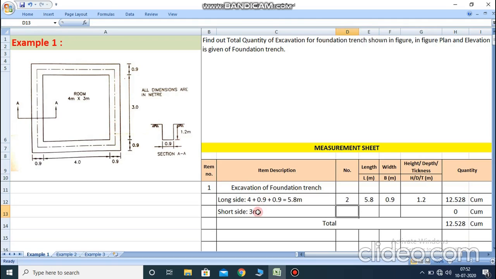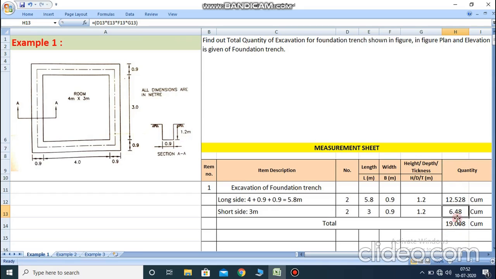So the length is 3 meter, and here 3 meter. Two walls are given, one part is here and the second part is here. So here we write 2 meter. Then the length is given as 3 meter. Then the width is given as 0.9, and then the height or depth is given as 1.2 meter, already shown in the section part. So 1.2 meter.